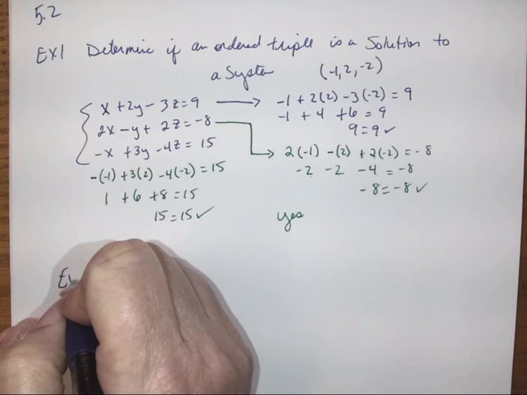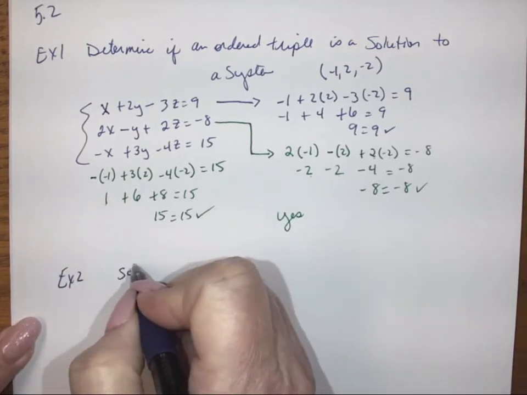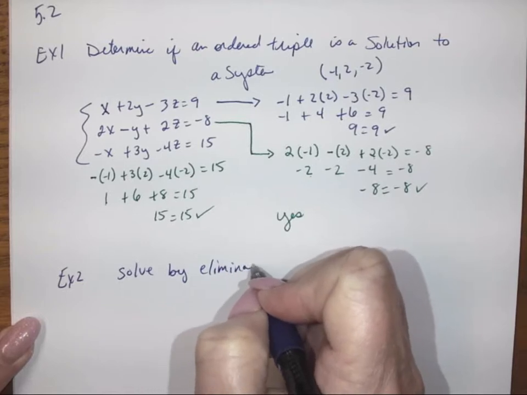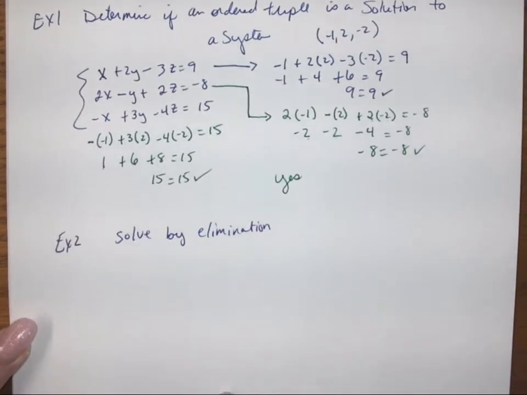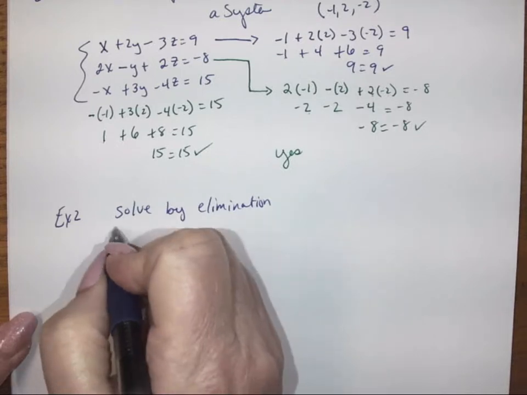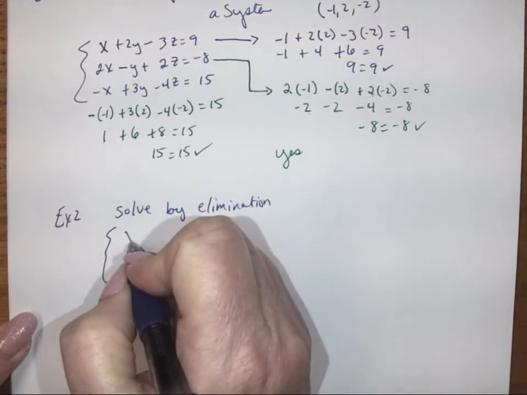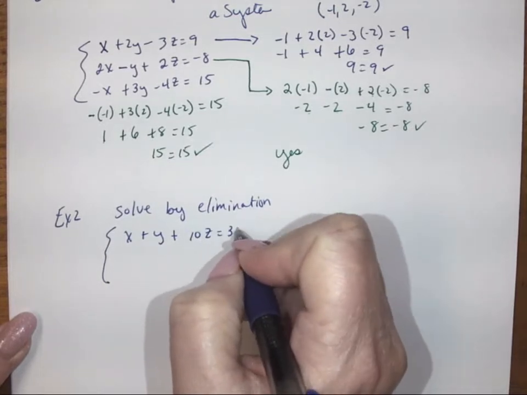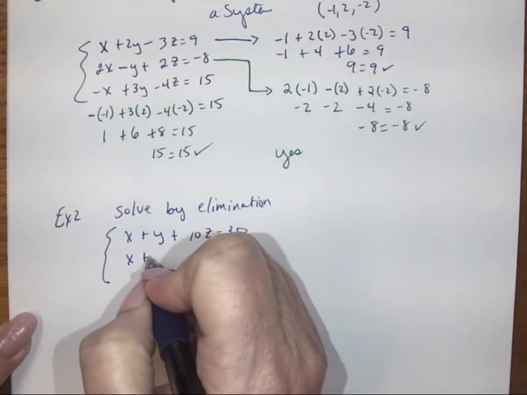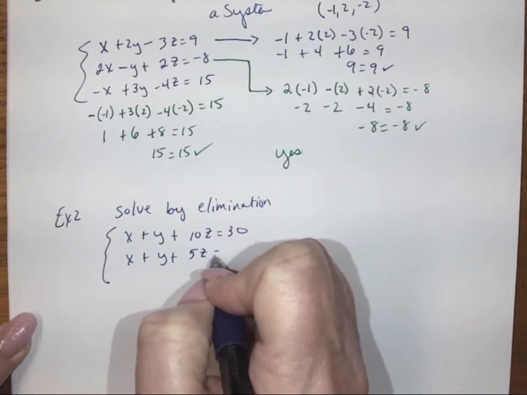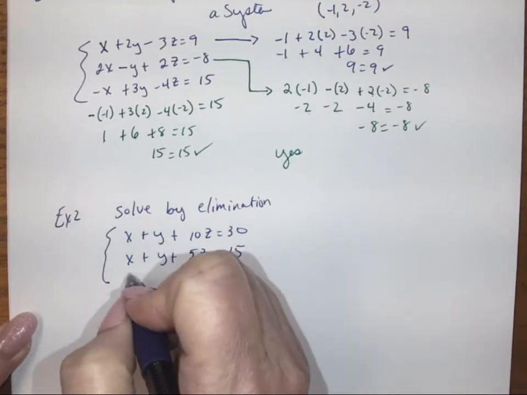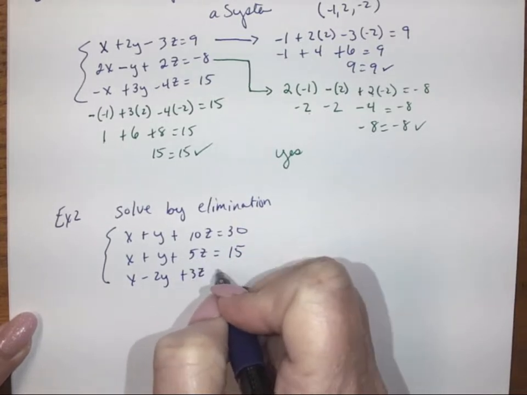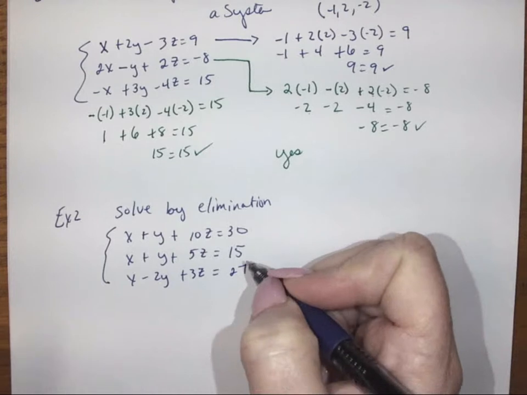So here is example 2, and we are going to solve by elimination. So here is our system. We have x plus y plus 10z equal to 30. x plus y plus 5z is equal to 15, and x minus 2y plus 3z is equal to 27.